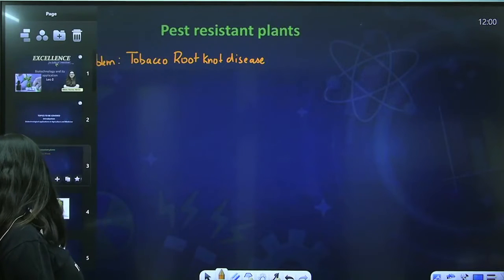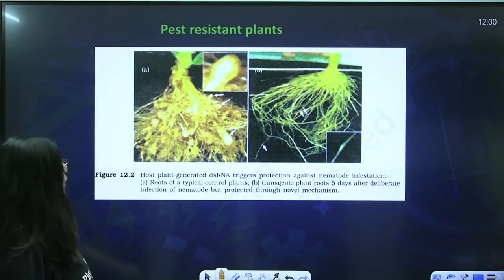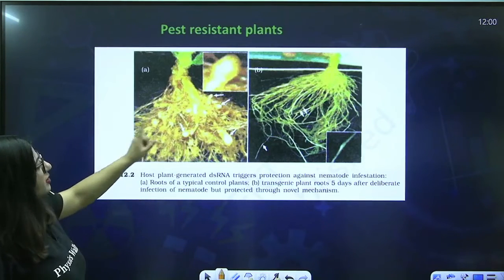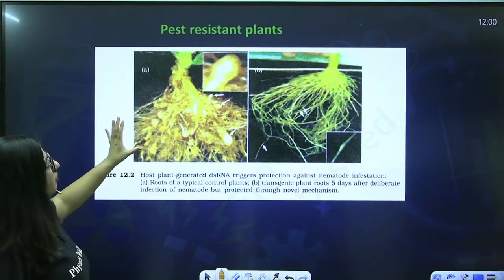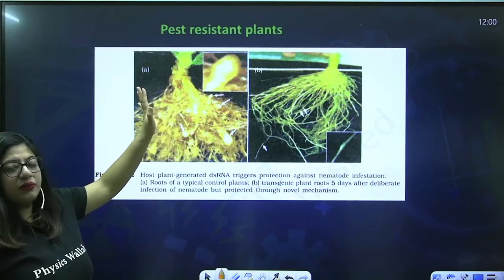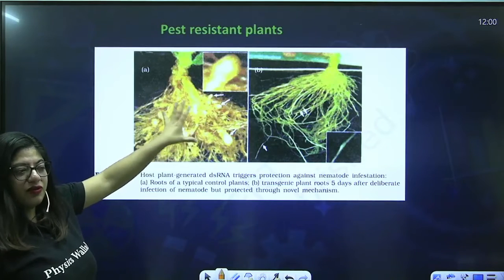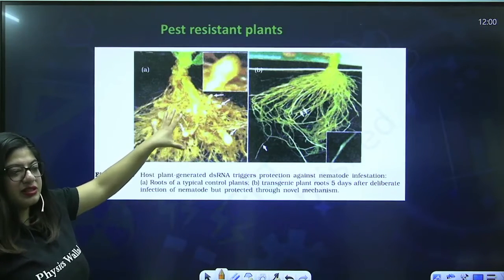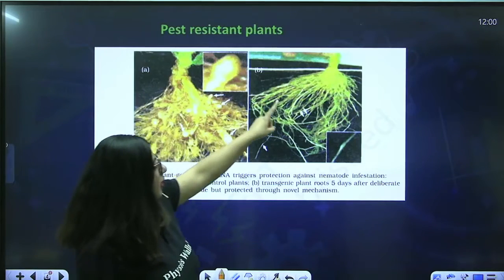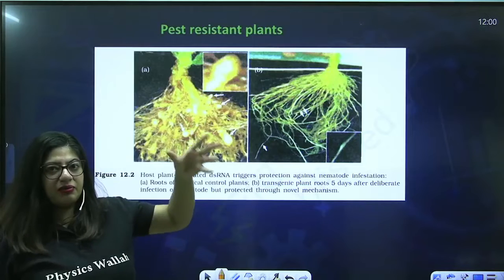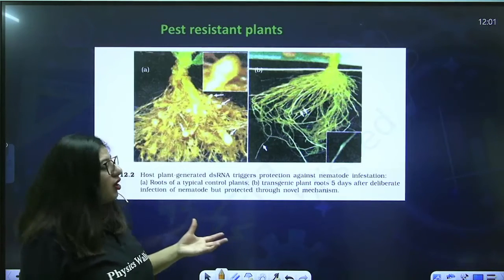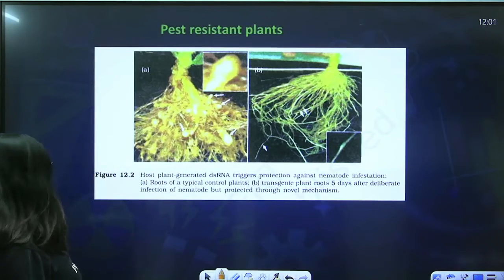So there is a disease which occurs to the root of a tobacco plant, and this is how the tobacco plant looks like when it is diseased. You can see this one is a typical control plant, where some organism has infected the tobacco plant and it is diseased. And this is a transgenic plant which is getting better, or which is pest resistant. Okay, so this is what happened to the tobacco root.